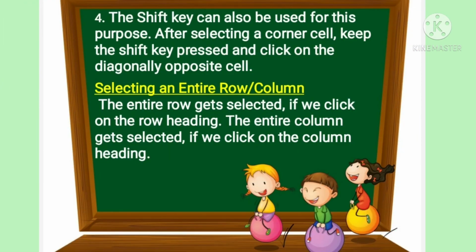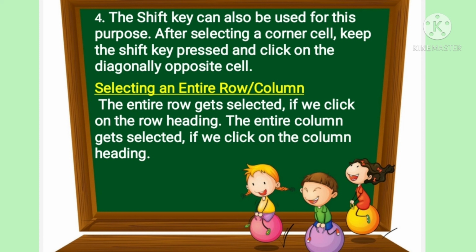Let's see the fourth step of the extended selection. The Shift key can also be used for this purpose. After selecting a corner cell, keep the Shift key pressed and click on the diagonally opposite cell.